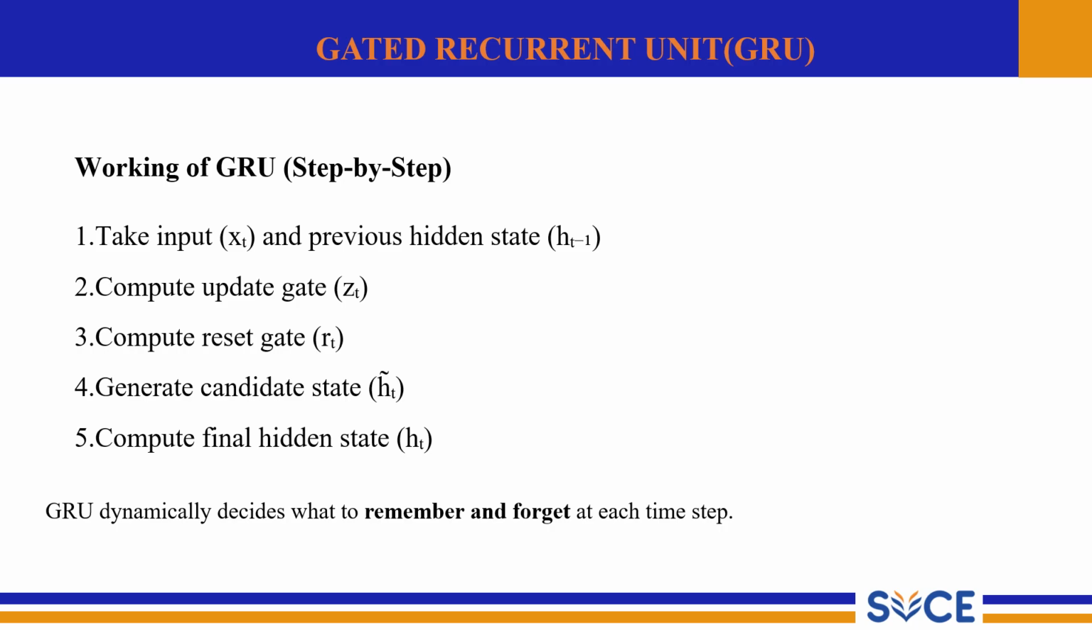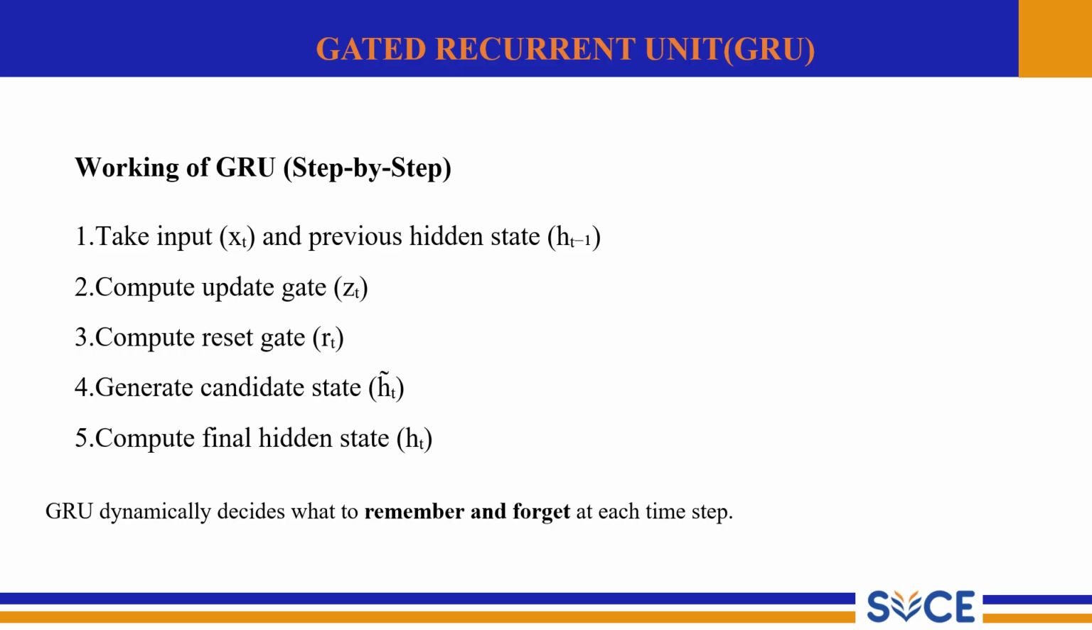So the next step is to compute the final hidden state. Finally, the GRU computes the final hidden state. This step uses the update gate to combine the previous hidden state ht-1 and the candidate hidden state h̃t. So the final memory is a weighted mix of old information and new information. If the update gate is high, more old memory is kept. If the update gate is low, more new memory is used.